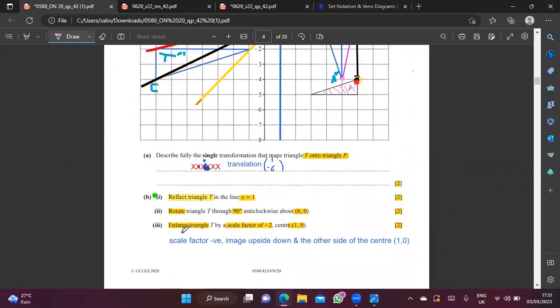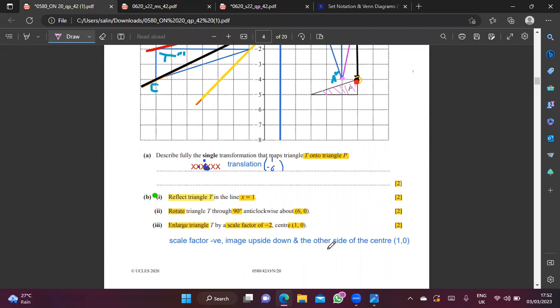Now next, enlarge triangle T by a scale factor of -2, center (1,0). Okay, let's have a look at what is actually the theory for this. Yeah, the rules for this scale factor negative. I wrote it down here. Scale factor negative: image must be upside down, and also at the other side of the center (1,0). Okay, I'm sure that people know what upside down is, but how do you know which one is the other side of the center? Okay, not the same side of the center, yeah?